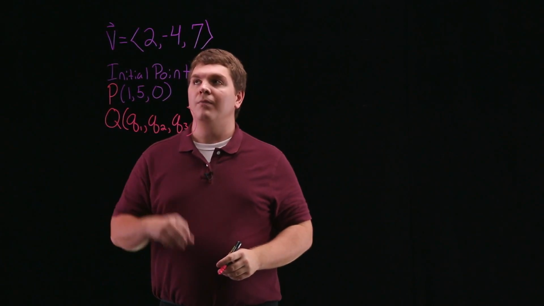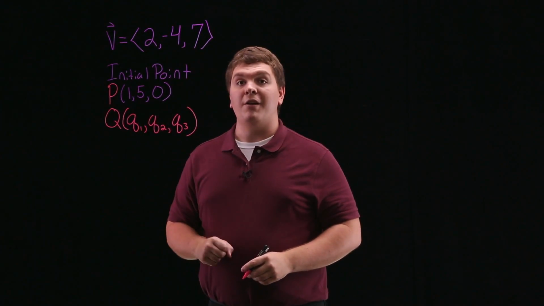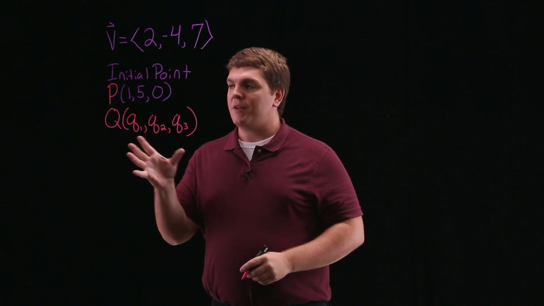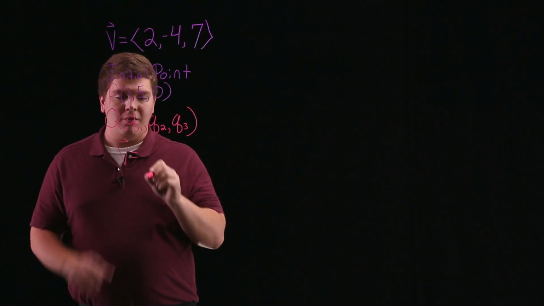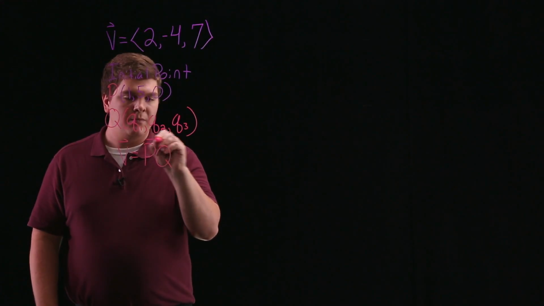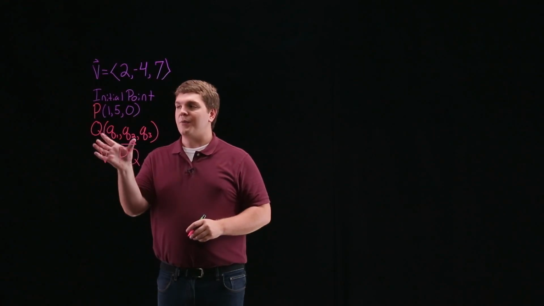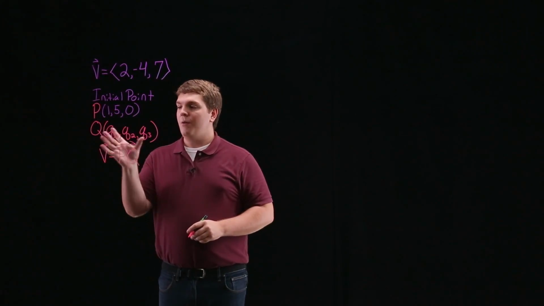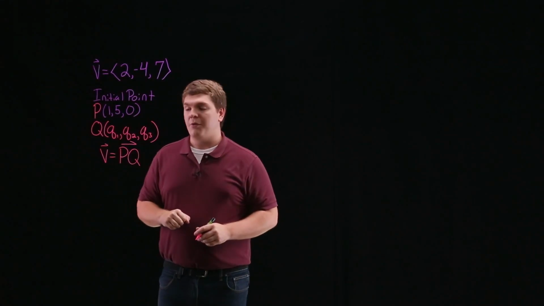So what we know is that our vector v should be equal to the vector PQ. So what we're looking at is this vector v, as I said, being equal to our vector PQ. We know what this vector PQ is because we have our point P and we have our point Q, which is in terms of Q1, Q2, and Q3.